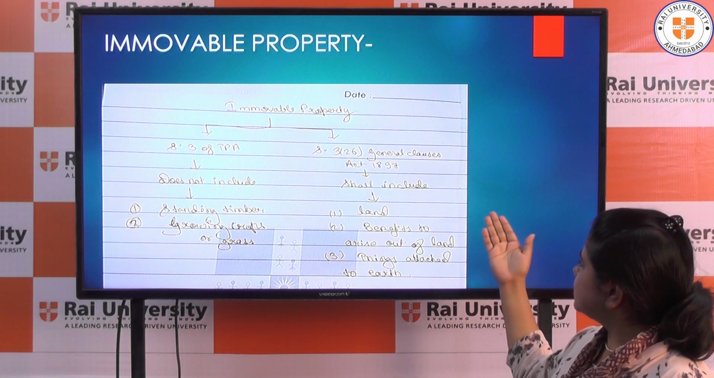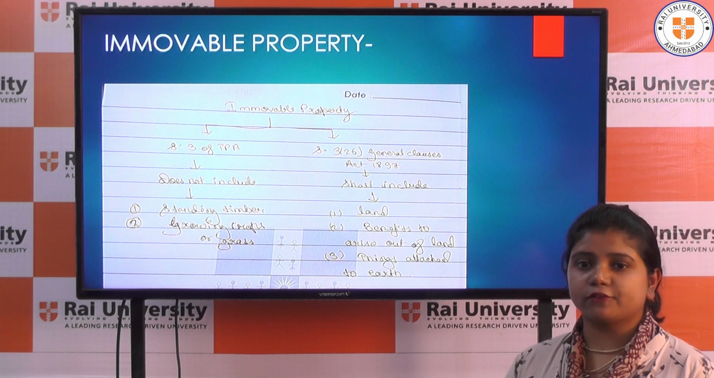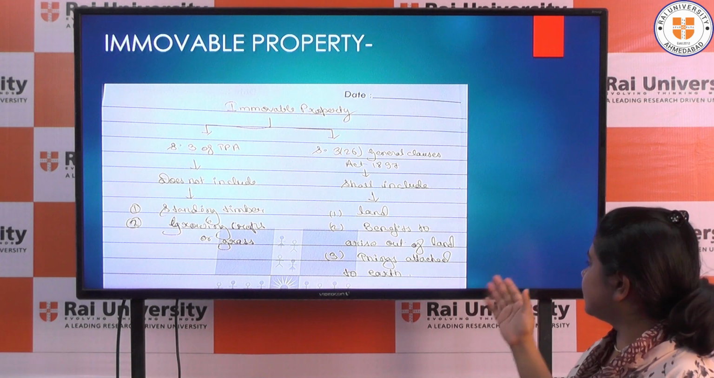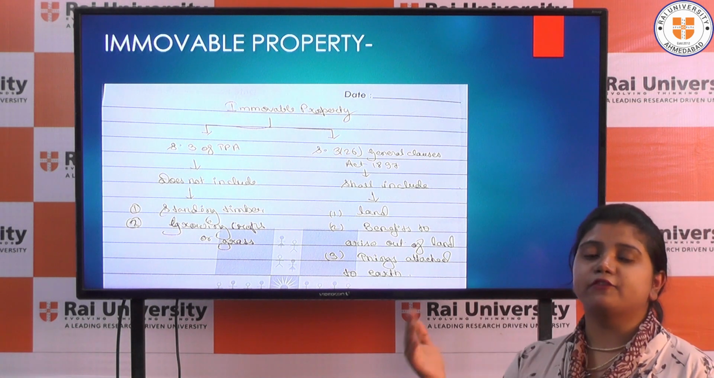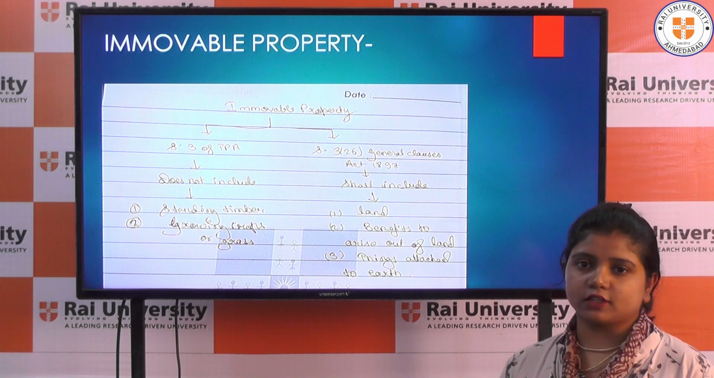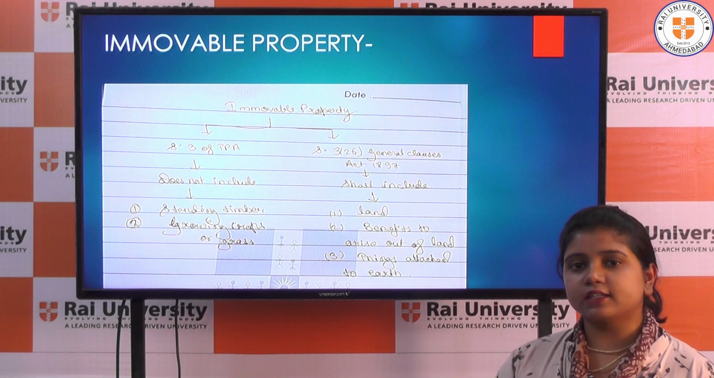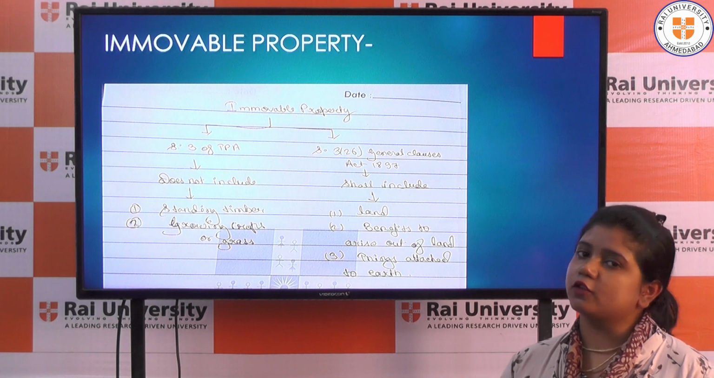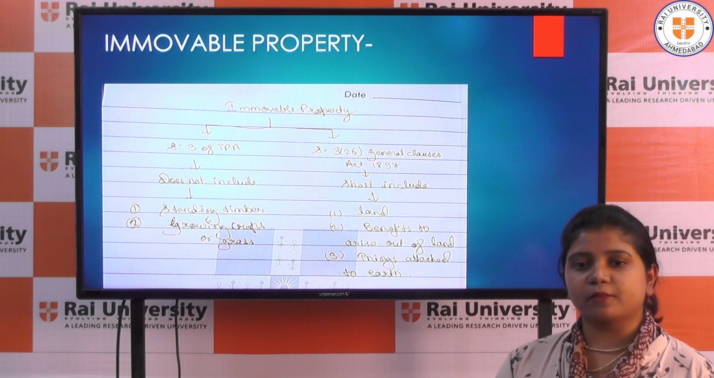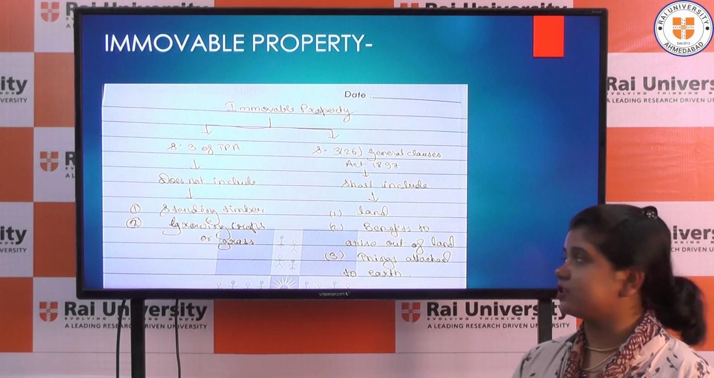Immovable property under the General Clauses Act shall include land, benefit arising out of land, and things attached to earth. We will further bifurcate it one by one. So what is land? Land is the surface of earth. This is not limited to the surface of earth. The space over the land and the space beneath the land are also covered in the land. For example, there is a pond, lake and something else.